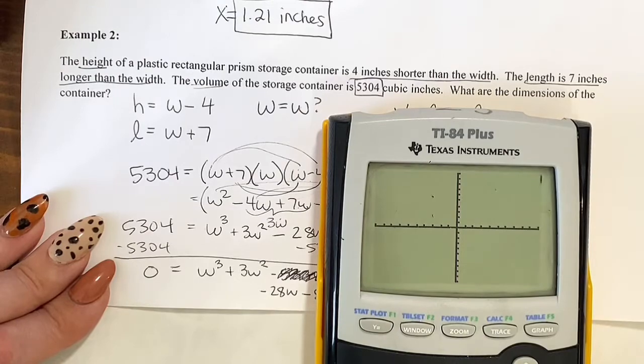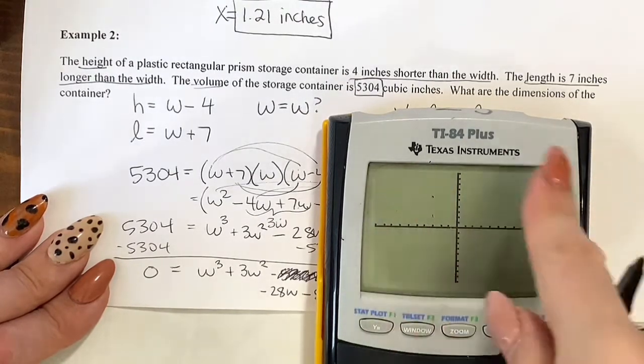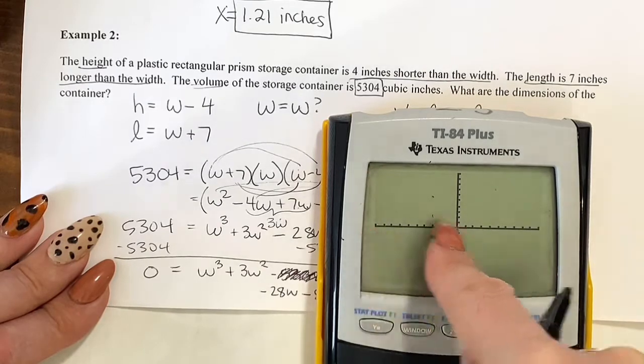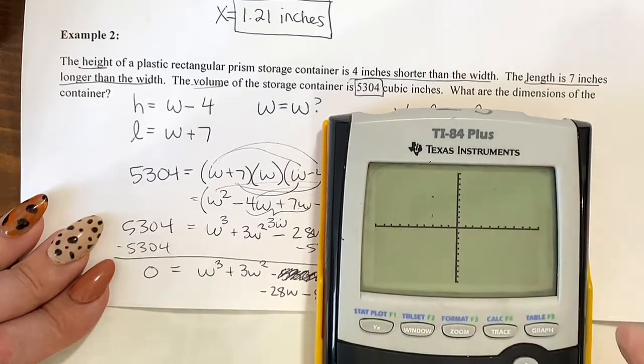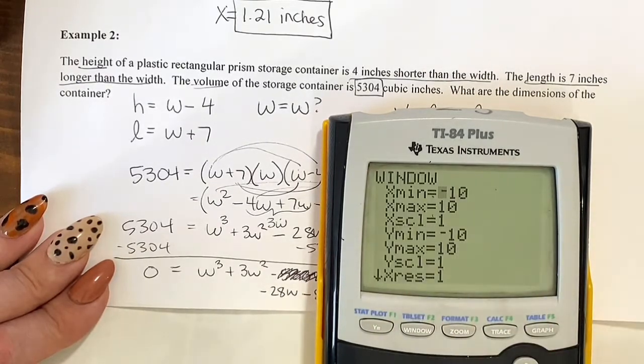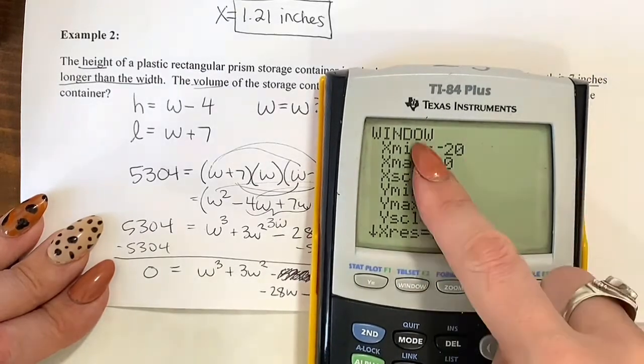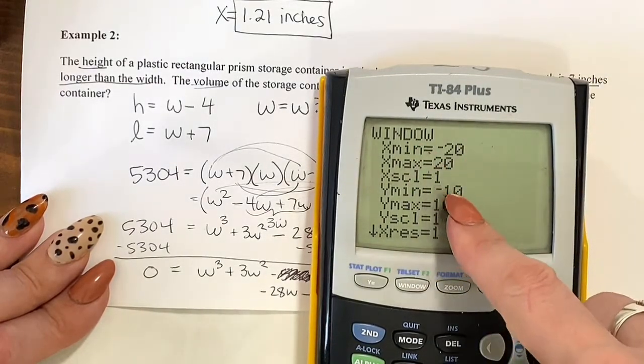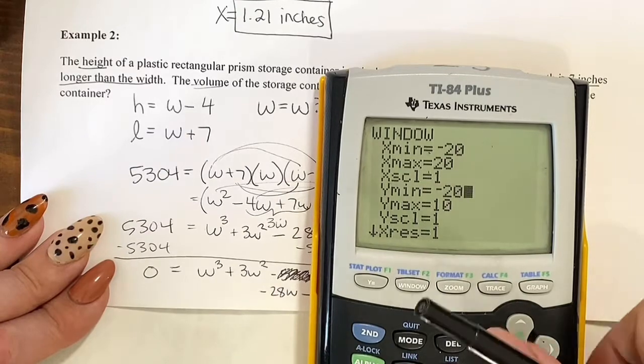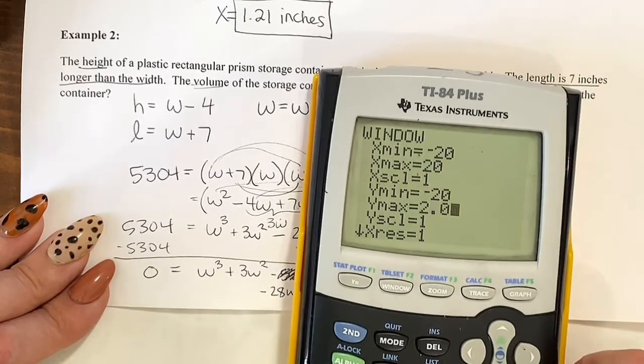We might have to zoom out on this one because it's kind of a big graph. Yep, so nothing is showing up in my intervals. Remember, I'm going from negative 10 to 10 and negative 10 to 10 on the y's. So let's zoom out. Let's just do negative 20 to 20. So again, I just went to my window here and I'm making my x min and max go from negative 20 to 20. And let's do the y min and y max from negative 20 to 20.